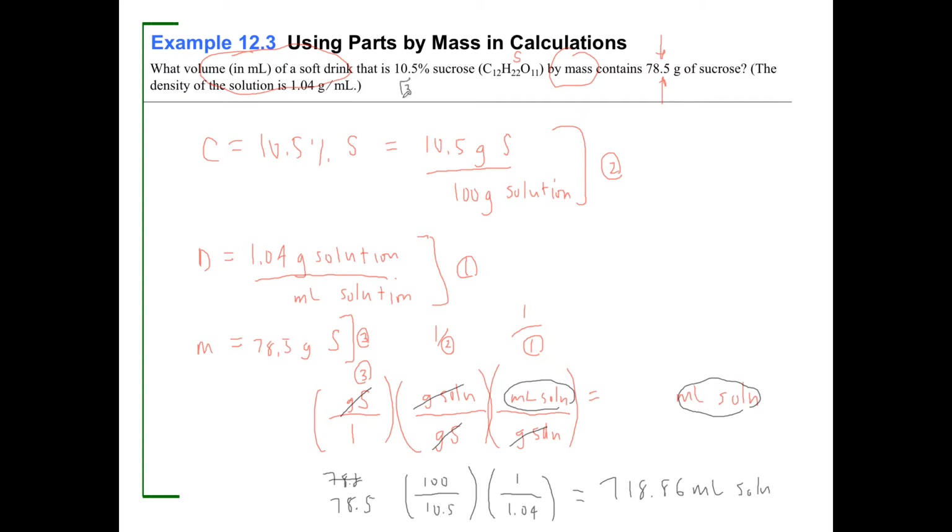There's 3 sig figs here, 3 sig figs here, and 3 here. Okay, so this is a definition, so there's an infinite number of sig figs here, right? That's because that was our percent. 3, 3, 3. So this is going to be 3. So this needs to be written as 719 mL of soft drink. And that is our answer.